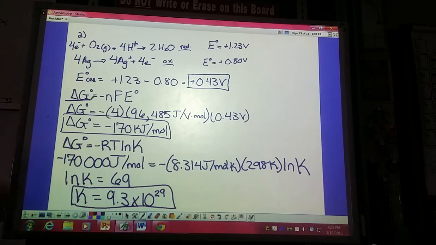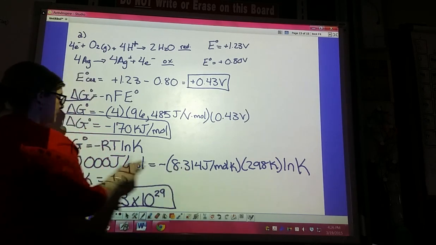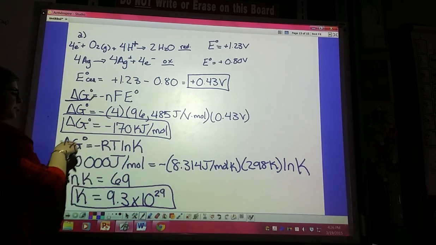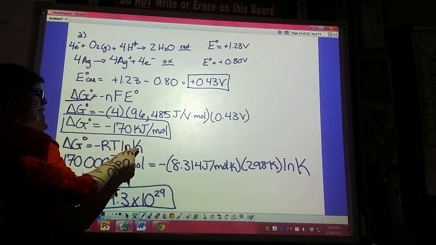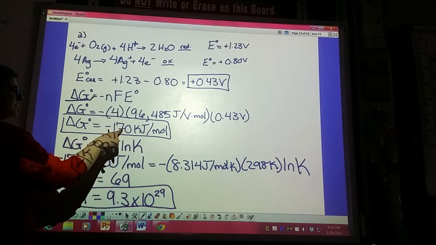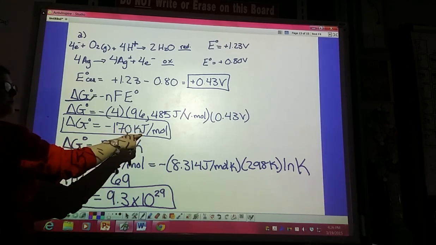That's not the last thing they asked me to do, though. They also asked me to find K. To find K, since K and G are related, standard delta G is equal to a negative RT natural log K. I know R, I know T, I know G because I just found it, but R is in joules. I have to convert this back to joules.